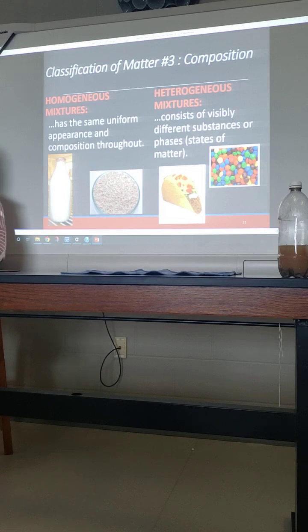Now, if I put that in a blender and mixed it all up, it's still the same stuff, but then it would be a homogeneous mixture that none of us would really want to eat.